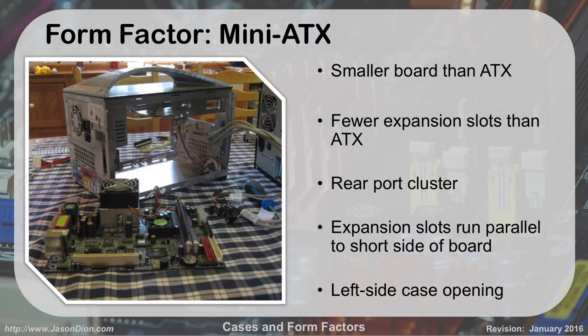So mini ATX. It's a smaller board than an ATX, but it has all the same type of stuff. It has fewer expansion slots. In this one, you can see I only have a single expansion slot here for something like a graphics card or a modem. I still have that rear port cluster, and again, this is about half the size of the other one. The expansion slots still run parallel to the shorter side of the board, and it does still have that left opening case. And you can see this smaller form factor case here that this one would fit into.